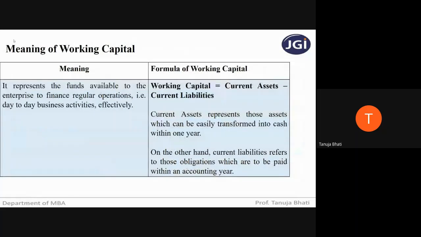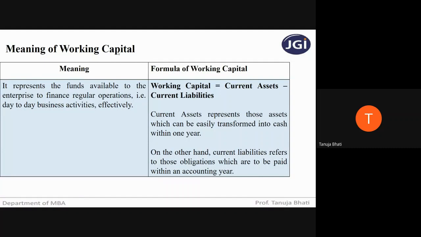So let us first understand what is the meaning of working capital. It represents the funds available to the enterprise to finance regular operations, that is, day-to-day business activities effectively. So students, working capital is nothing but capital. Capital is nothing but your funds, which is required for the day-to-day working of the organization. So whatever capital is needed by the firm to finance its current assets, whatever funds are needed, it is called as working capital.